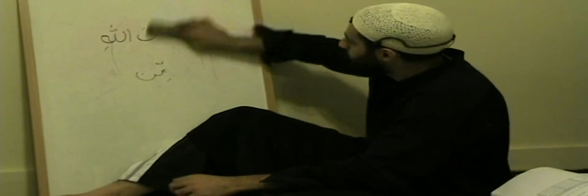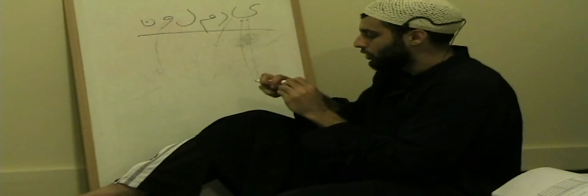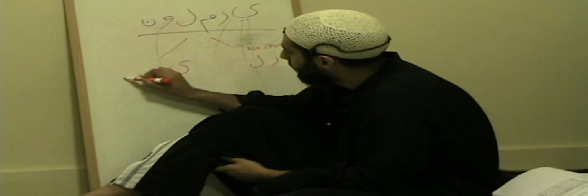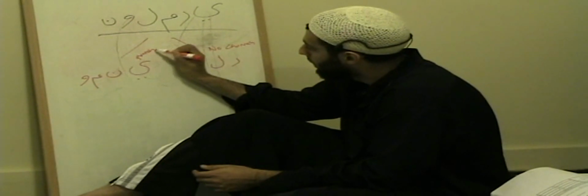So okay, so let me show. I should have put it on the chart. So on idgham we have yarmalun, right? We have ya, ra, mim, lam, wow and noon. Okay, so we have yarmalun. So one breakdown we said is the no ghunna, and that's going to be lam and ra. And then we have yanmu, noon, mim, and wow. Okay, that's one breakdown. Ghunna. So we did this side.